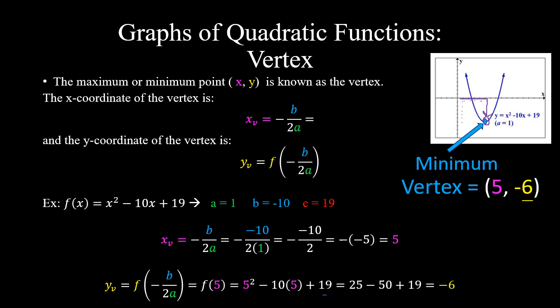So remember, it's important to understand that a vertex is a point, which means it needs an x-coordinate and a y-coordinate. And what point is it? Well, it's either the minimum if you have a parabola that's concave up, or if our parabola had been concave down, it would have been the maximum point. All right?